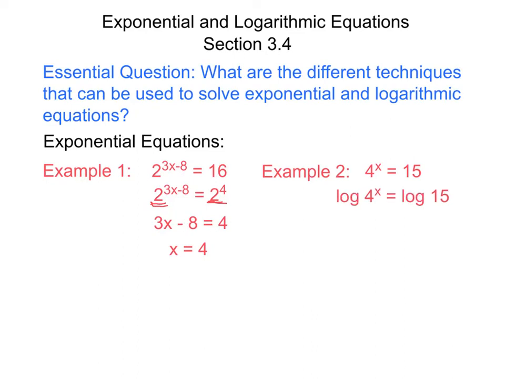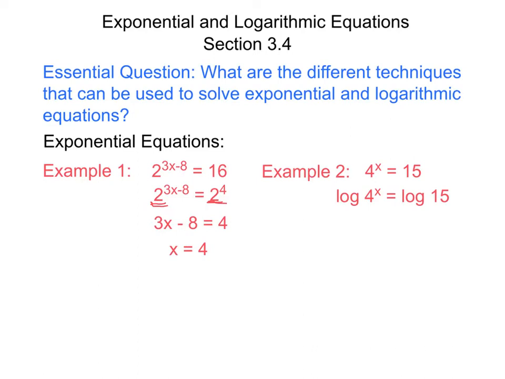If I take the log of both sides, I end up with log 4 to the x equals log 15. Now notice, I use common logs here because I don't show the base. It's assumed to be 10. I could have just as easily used natural logs. It doesn't matter. In either case, you would get the same answer.